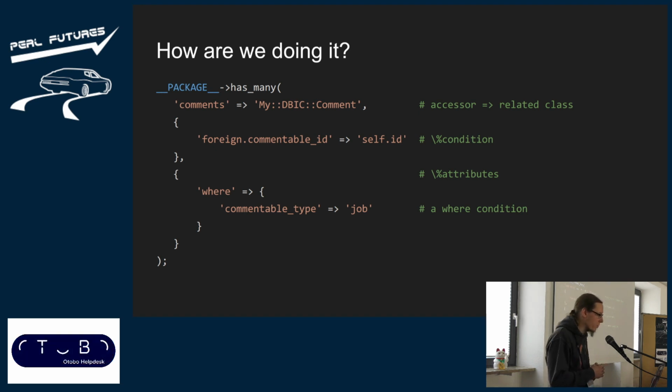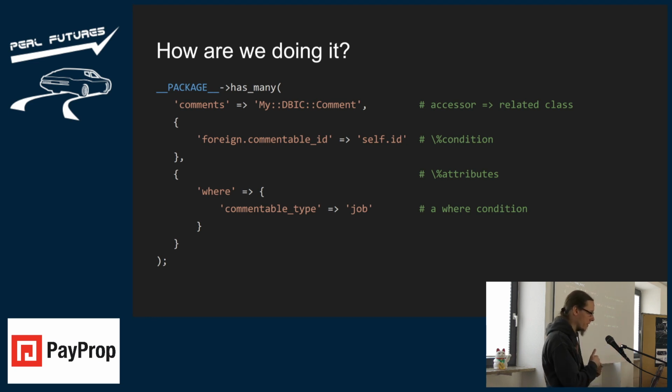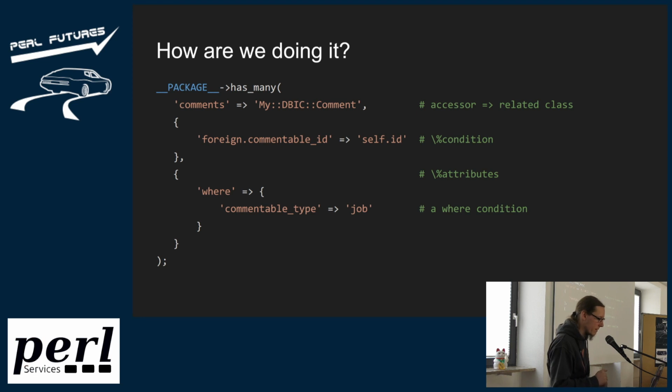The obvious way of doing that seems to be to put a where clause in. So you have the accessor and the related class, comments, the comment. Then you have the join condition, which we talked about, but then you need to get in the commentable type, so the class it relates to, and that would be the job. So we've put that in a where clause, which is in the attributes, the next argument after the condition. You can have several other attributes in there; we'll see those in a bit.